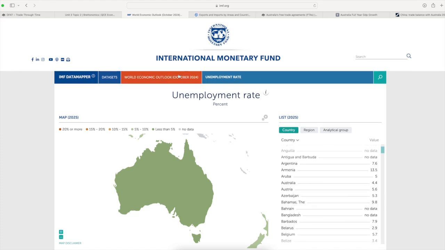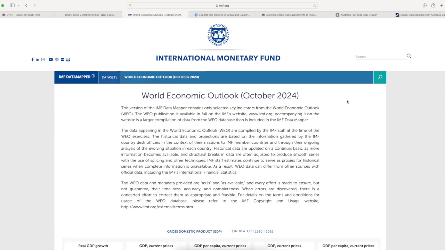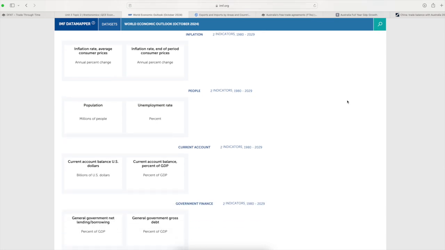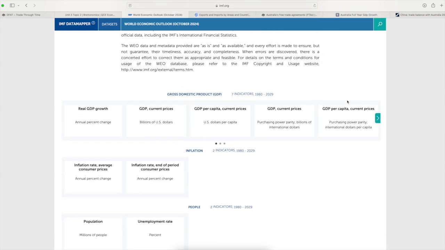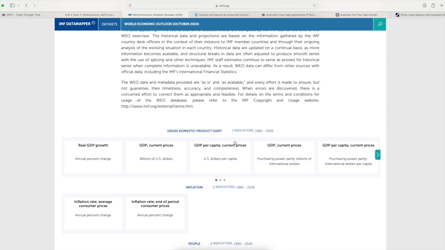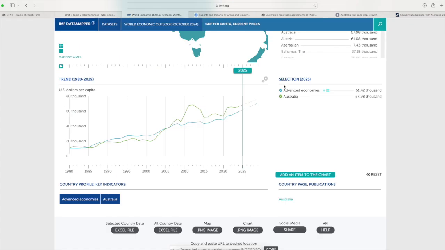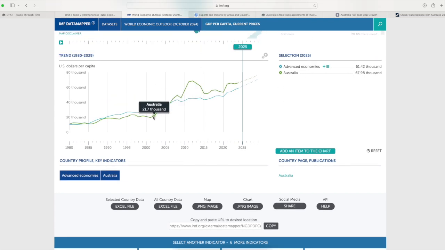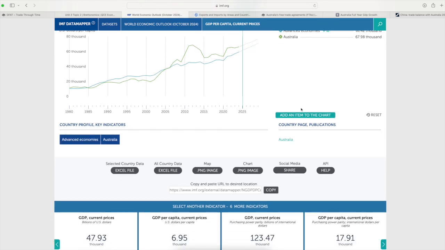Another useful tool next to that one is the World Economic Outlook, which provides you with a whole bunch of very useful macro indicators in a very easy to use process as well. For example, GDP at current prices, we can jump through here and we can start to compare that Australia's GDP per capita is now above that of our advanced economies. Once again, that pivot occurred during the period of time where we went towards greater international trade focus, greater export market focus.